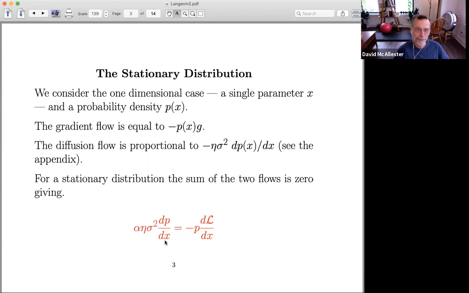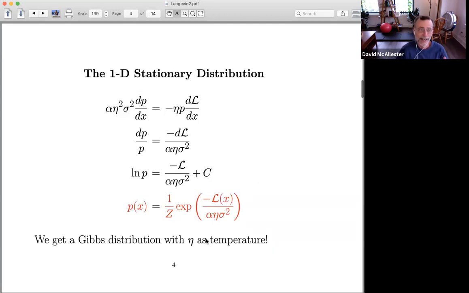This is the gradient flow, which is proportional to, so I've introduced this constant of proportionality, is proportional to this expression. This is just the noise in the Gaussian of the equation. And that has to be equal to the density times the gradient, which is the derivative of the loss with respect to x. Okay, so it's important that the gradient is the derivative of the loss with respect to x. And this is a differential equation we can solve.